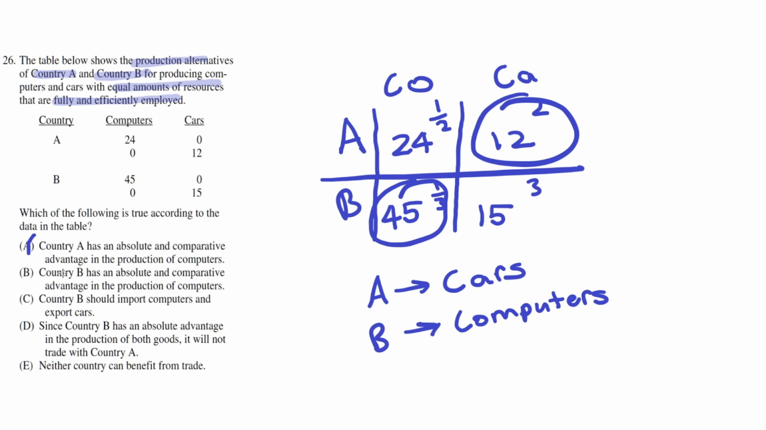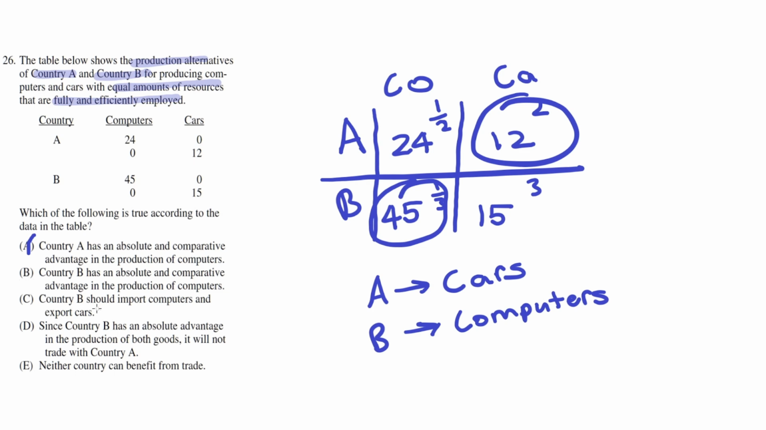B. Country B has an absolute and comparative advantage in the production of computers. This is the correct answer because this correctly shows the results in the table where they have an absolute advantage in production of computers and a comparative advantage in production of computers. So B is the correct answer. Let's consider the other options.